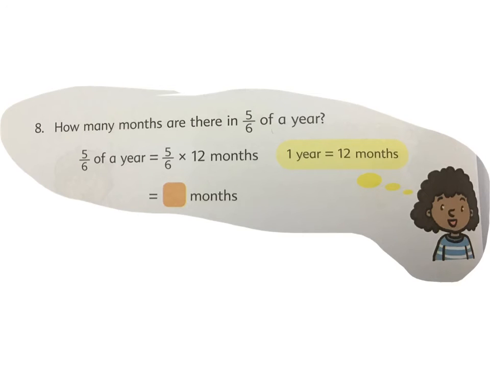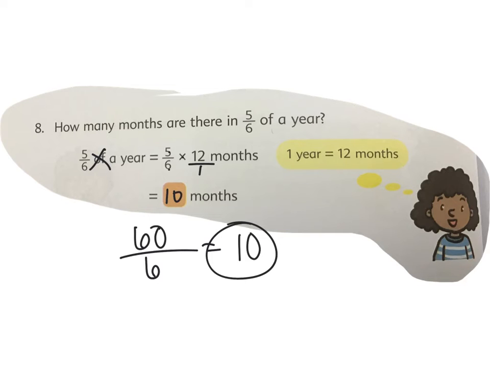Now here we have for number 8, how many months are there in 5/6 of the year? So 5/6 of the year, "of" means to multiply. 5/6 times 12, or 12 over 1. 5 times 12 is 60. 60 over 6 times 1 is 6, which will equal 10. 10 months.